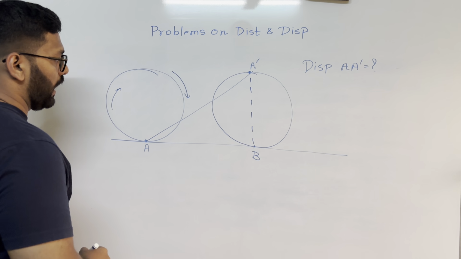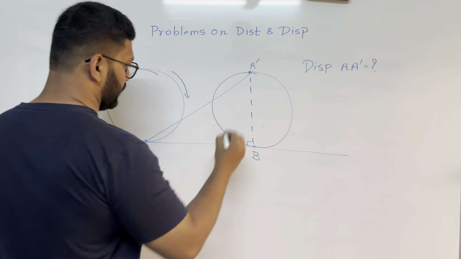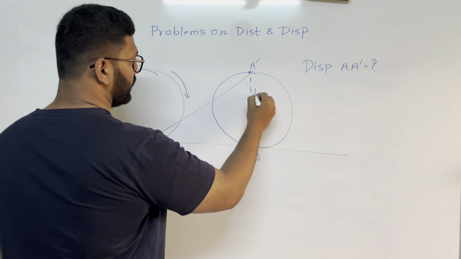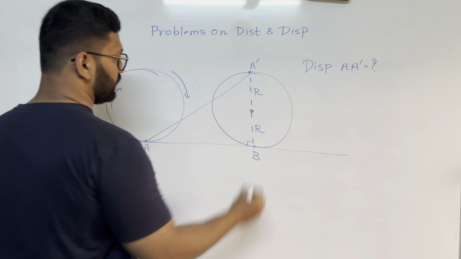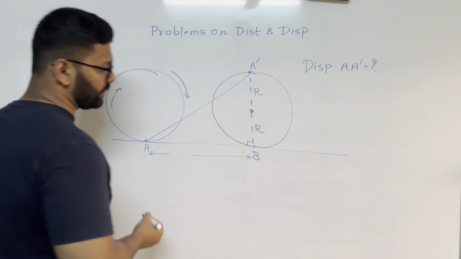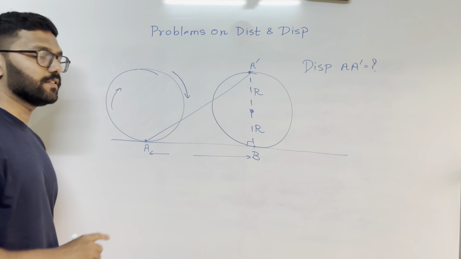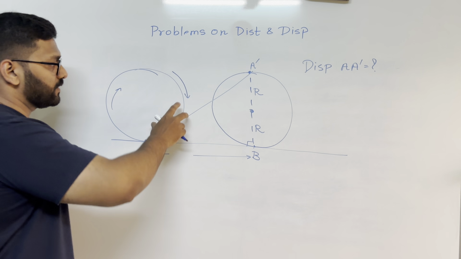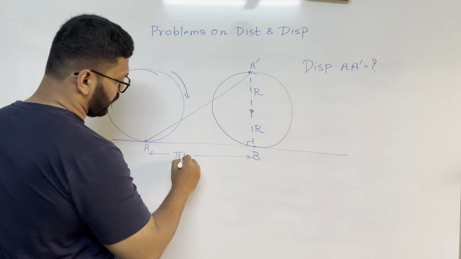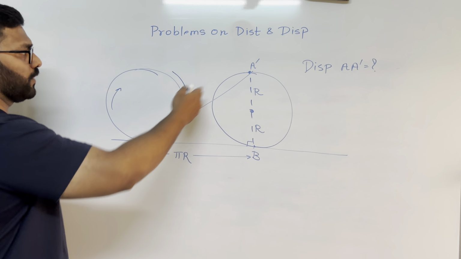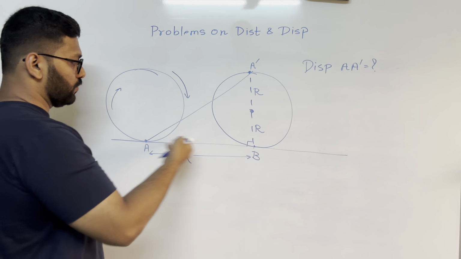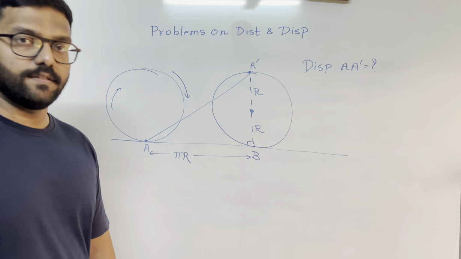Now this is a 90 degree, right? Now let's say this is your radius r, this is also radius r, correct? And what is this distance? Of course this distance is going to be half of the circumference, because it has gone half the circumference, right? So it has traced the half circumference, which is going to be pi r. Now it is simple to find A dash. Why? Because it is a right angle triangle. You know A dash B, you know AB, so you can find out A dash.